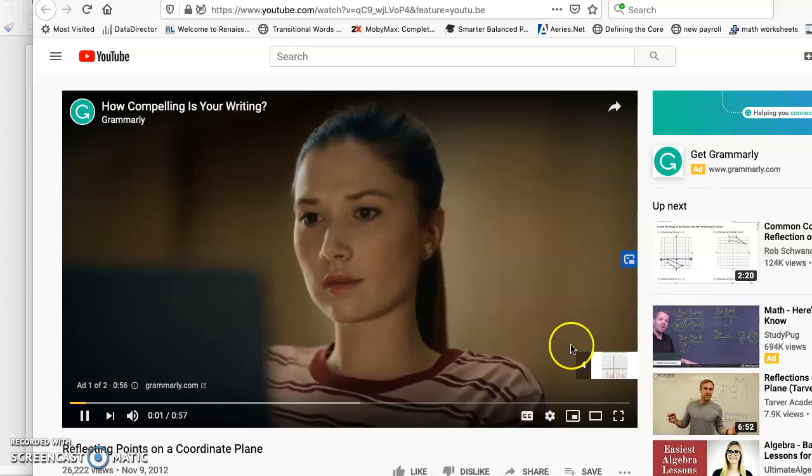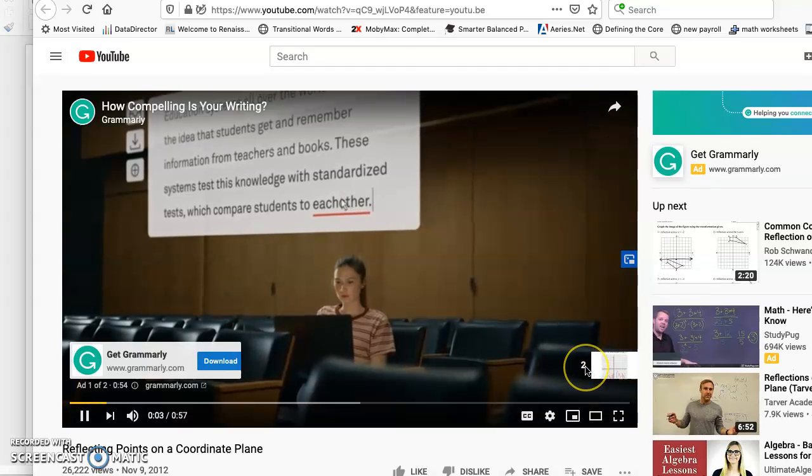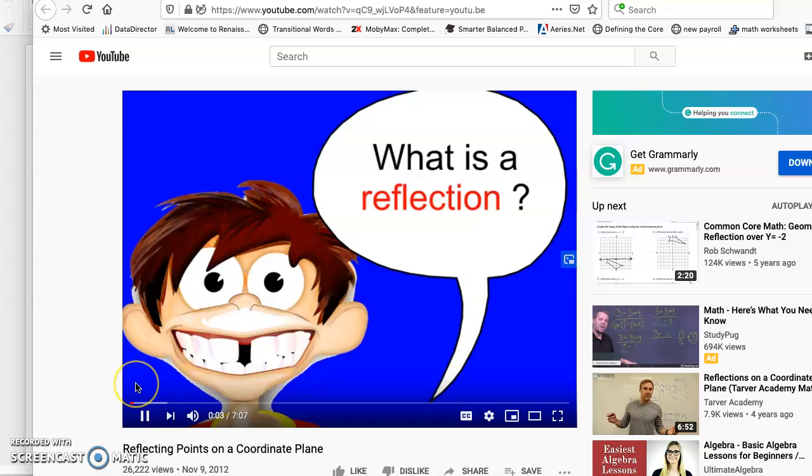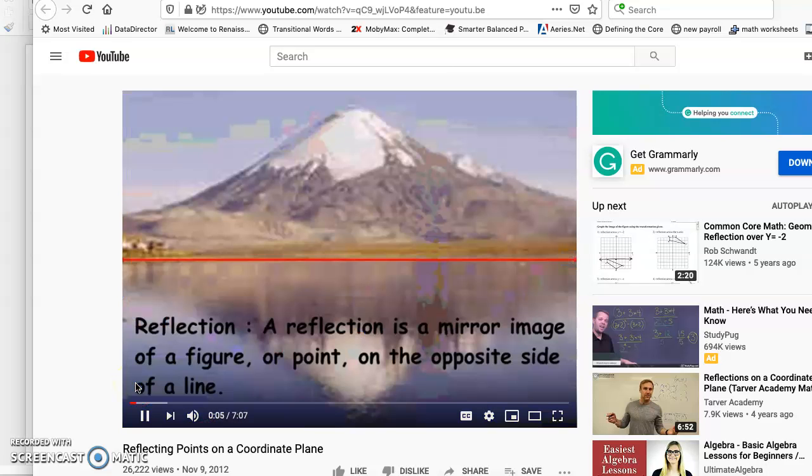Reflections of points. So what exactly is a reflection? Well, a reflection is a mirror image of a figure or point on the opposite side of a line.